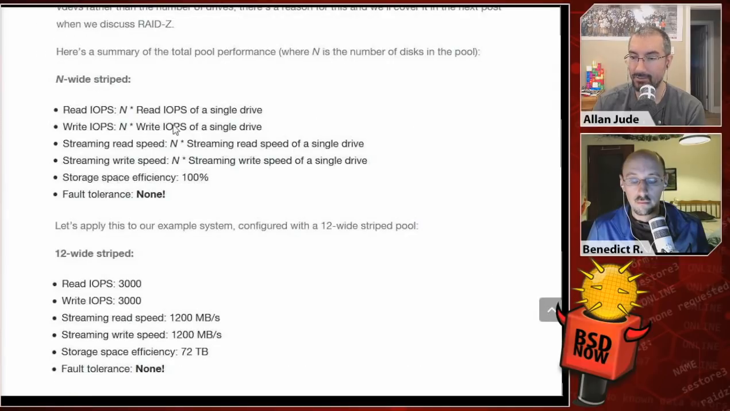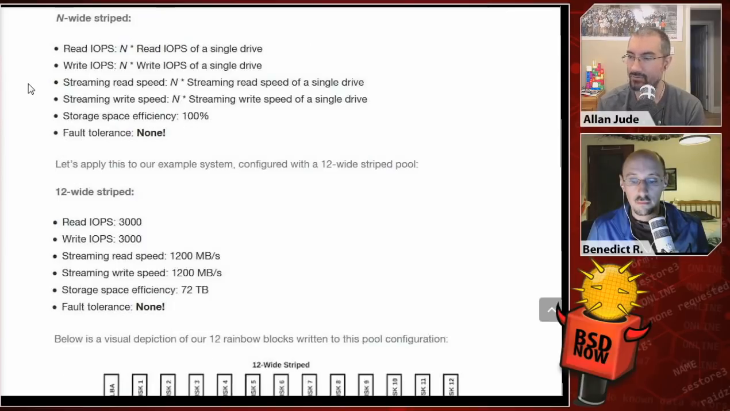So the basic formula for the performance stats on that is your read IOPS will be however many drives you have times the speed of that individual drive. So if we have 12 disks all striped together and each one does 250 IOPS, we'll have about 3,000 IOPS of read and write speed. And then the streaming performance, we had 100 megabytes a second times 12, so 1,200 megabytes a second. And the storage efficiency will be the full 72 terabytes, so 100%. But the fault tolerance is 0.